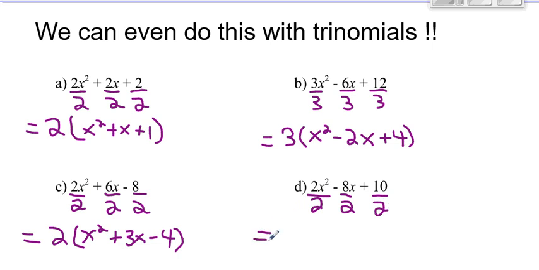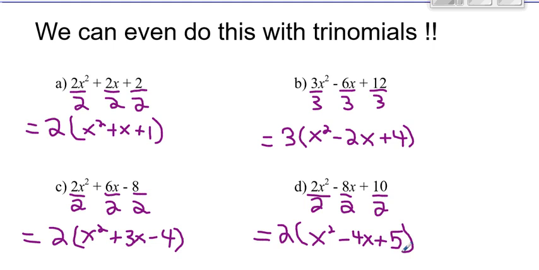2 divided by 2 just leaves you with x squared. Negative 8 divided by 2 leaves you with negative 4x. Don't drop the variable. And plus 10 divided by 2 leaves you with plus 5. That's a plus sign, guys. Plus 5. Okay, and always close the bracket at the end. Okay, so that's how I'm common factoring a trinomial.